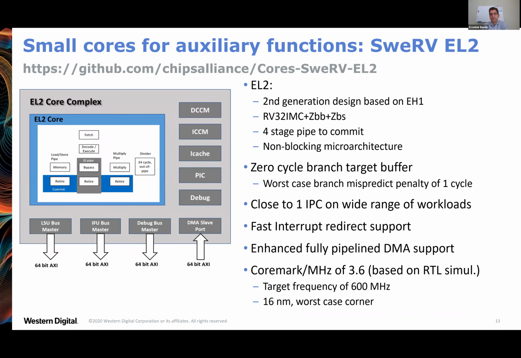And it supports up to 255 interrupt handlers. Big cores are not all that's important. Small cores, you could argue, are even more important, especially if you're using a large number of them for different hardware acceleration functions in the SoC.